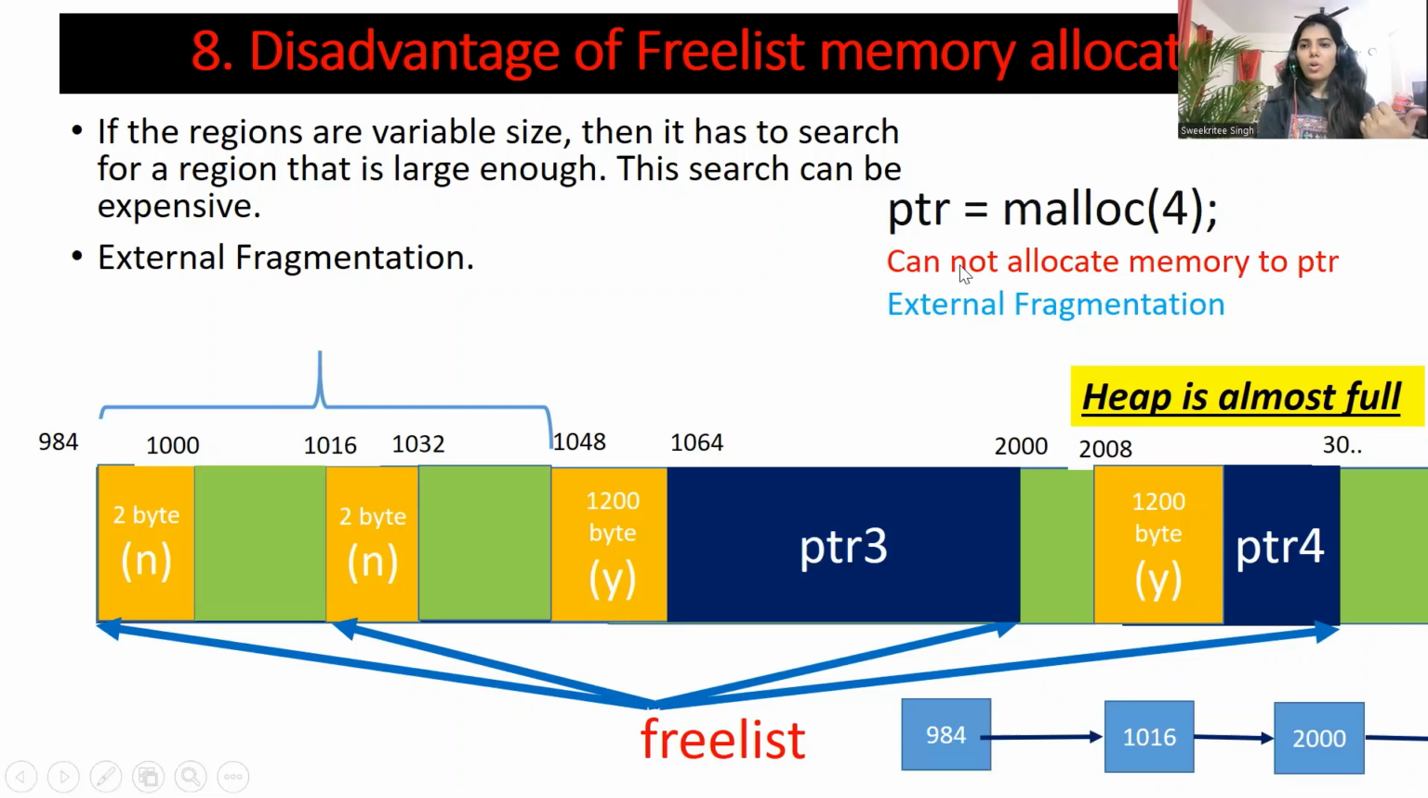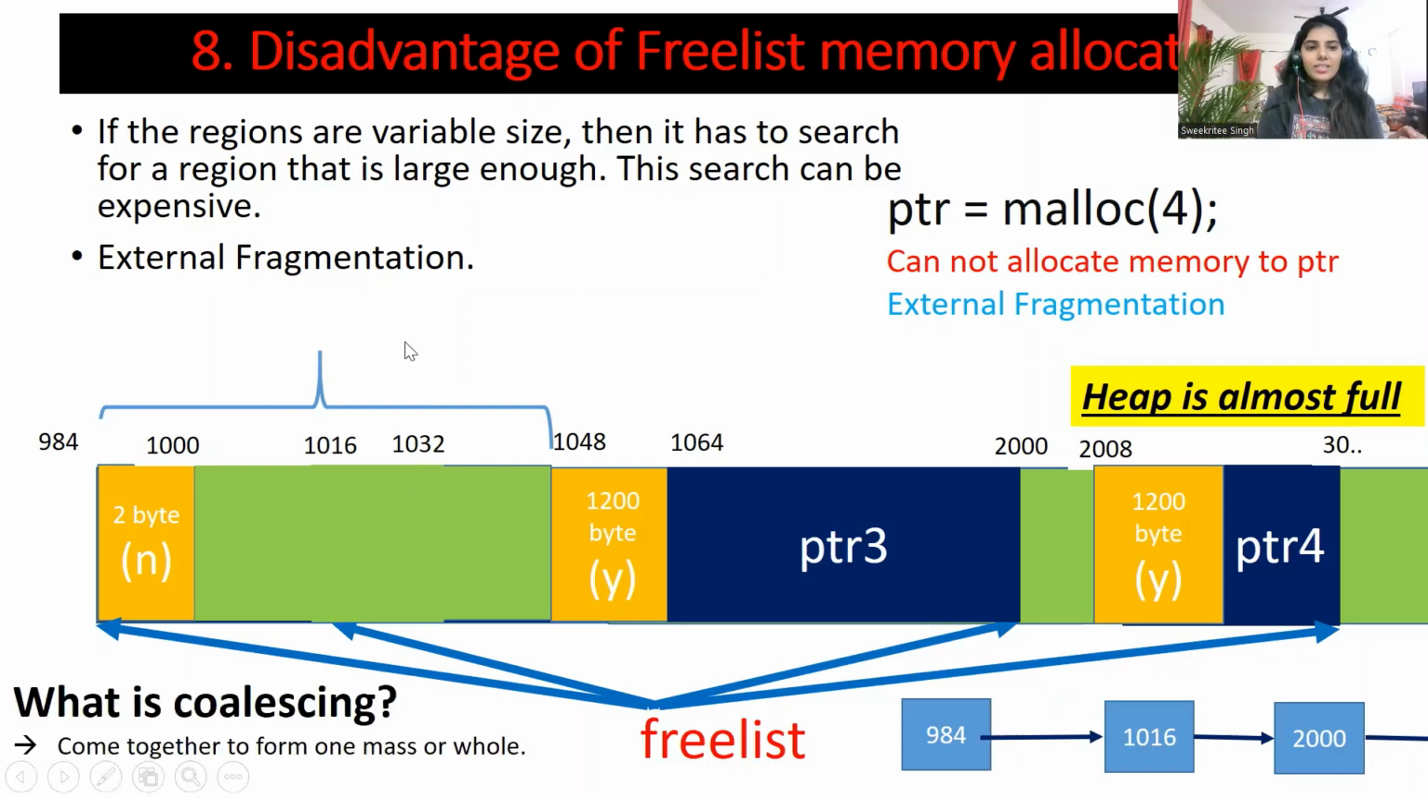Now a call to malloc is made to allocate 4 bytes of memory. Now 4 bytes of memory cannot be allocated in this case because the 4 bytes of memory are not free in continuation. You can see 1000 through 1016 is free, but 1016 to 1032 is occupied by the header, and then 1032 to 1048 is free. So 2 plus 2, 4 bytes are free, but those are not free at one location. So that is the problem of external fragmentation.